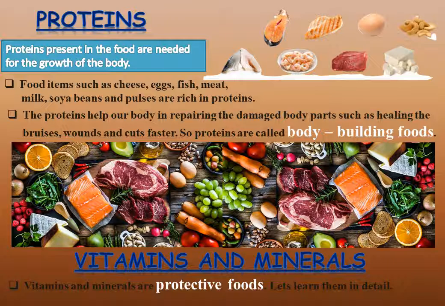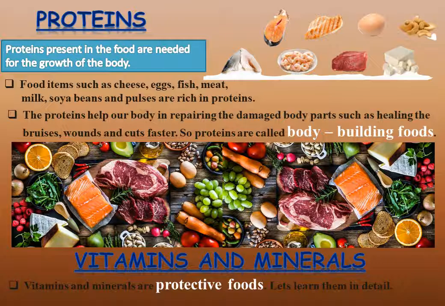Now, these images represent the food items rich in protein. So, try to have that, not very often, but we should have that at least 5 or 6 times a week, or at least 3 times a week. Next classification is vitamins and minerals.